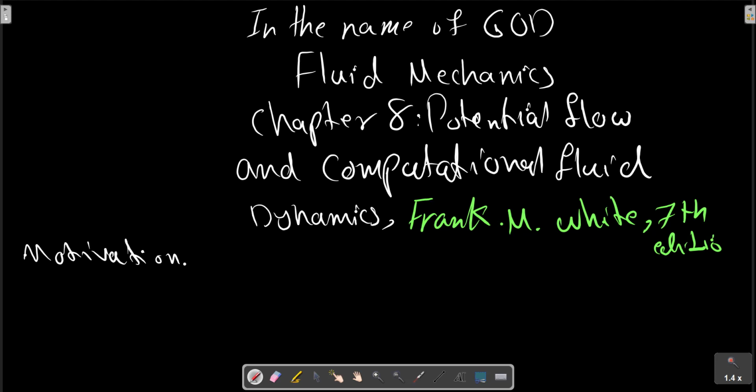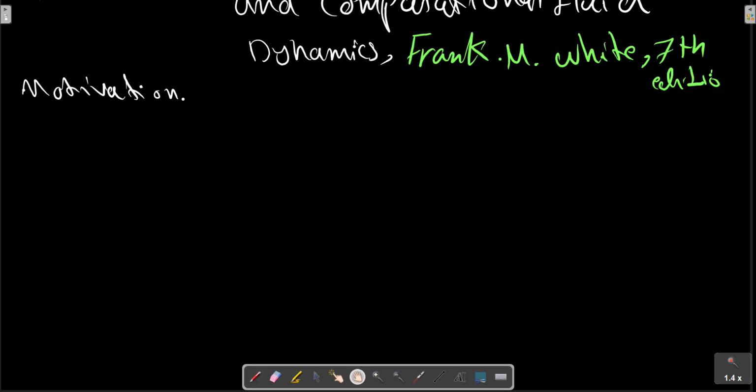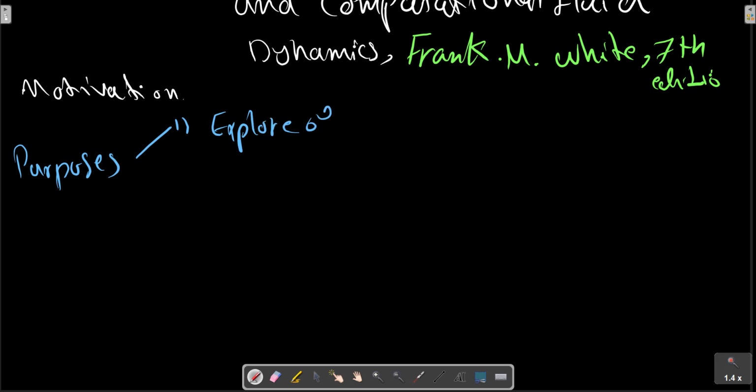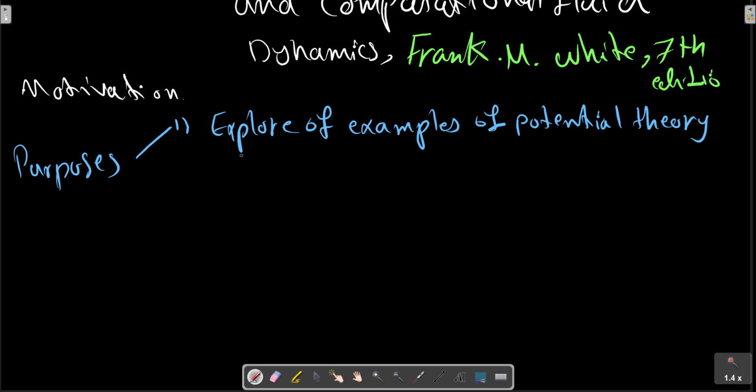The main purposes of the present chapter, Chapter 8, are: one, to explore examples of potential theory; and two, to indicate some flows that can be approximated by computational fluid dynamics.